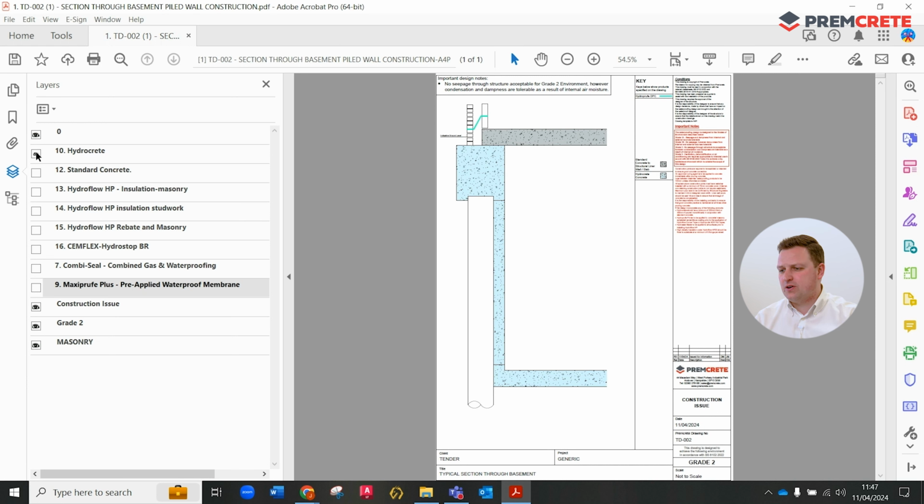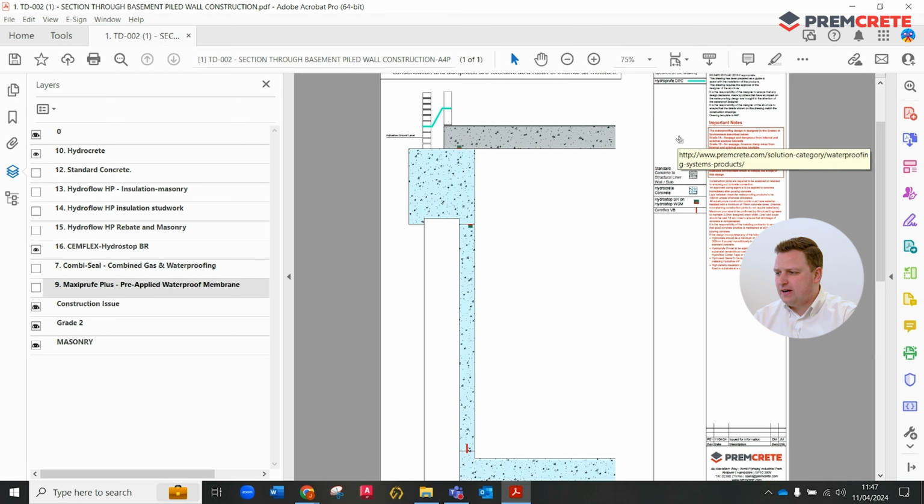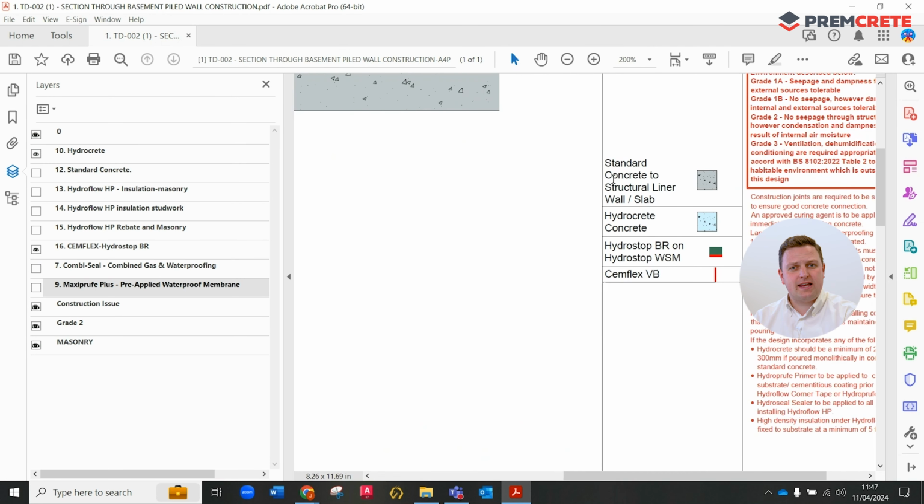The Hydrocrete watertight concrete is a layer we can turn on, in conjunction with the Semflex VB and Hydrostock BR water bars being turned on in the correct locations for the construction joints. As you can see on the right hand side, we have a key. This product key is very important for you to be able to identify which products go in the correct locations throughout the drawing.